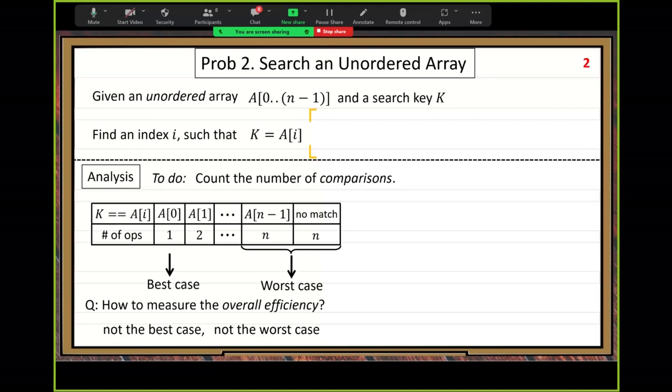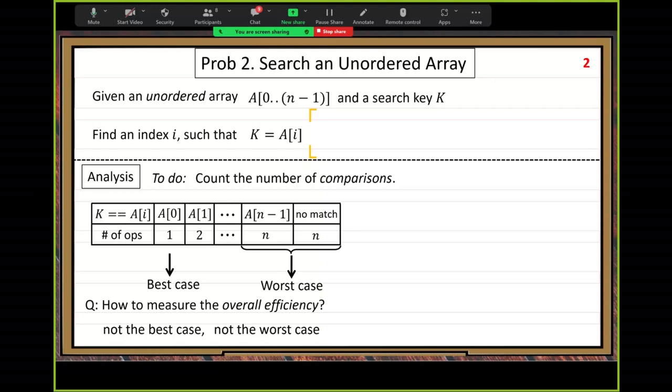So it's correct. If you choose the middle index element as your first comparison, then the best case would be when the key equals that middle element. When the key equals that middle element, it is the best case. Yeah, that's correct.